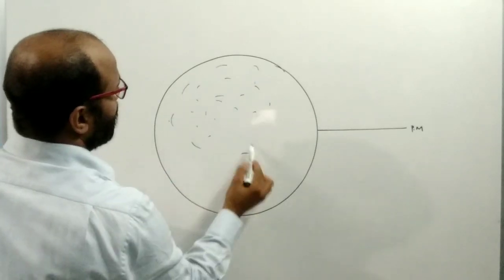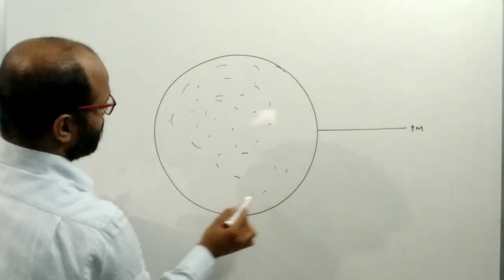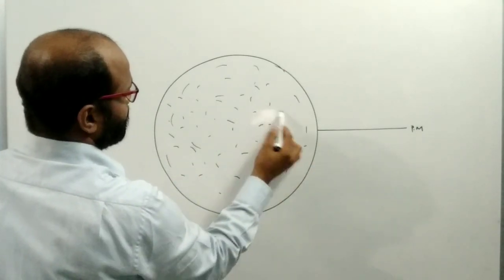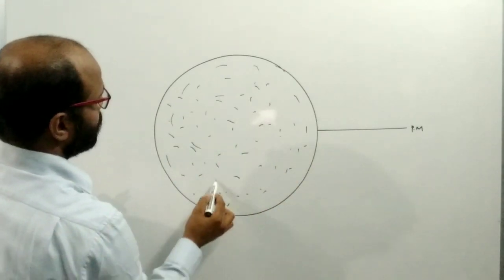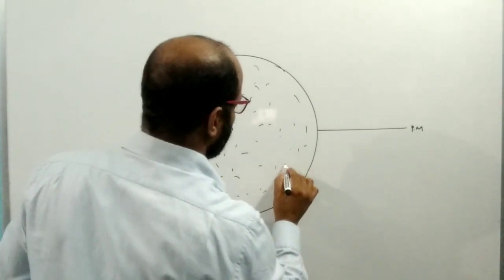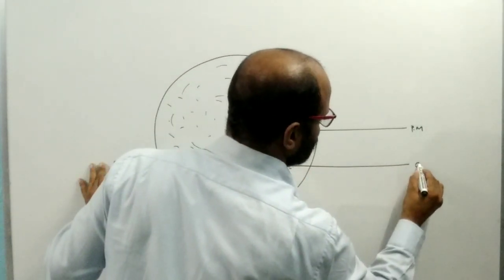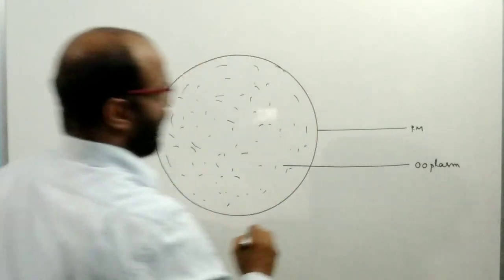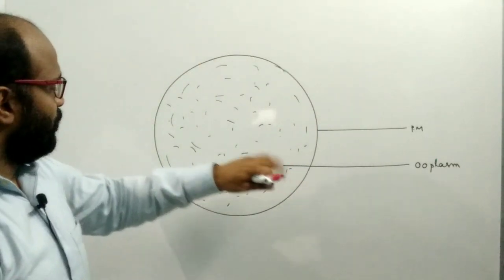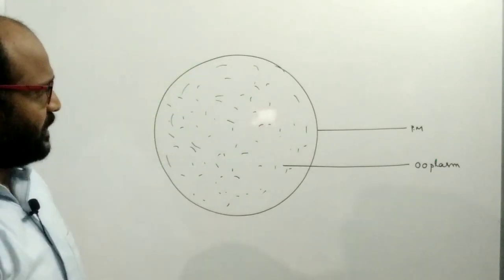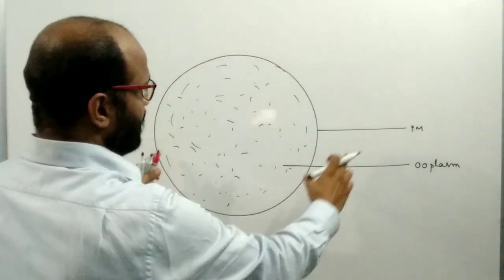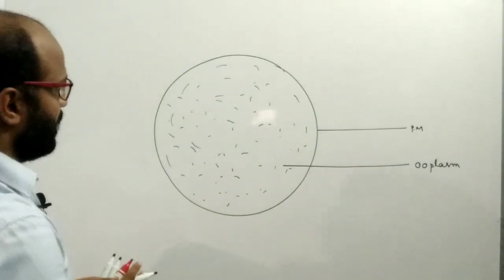The cytoplasm of ovum is known as the ooplasm. So the cytoplasm of ovum is known as ooplasm. Plasm means fluid; the fluid present inside the egg is known as the ooplasm. The ooplasm is bounded by the plasma membrane.